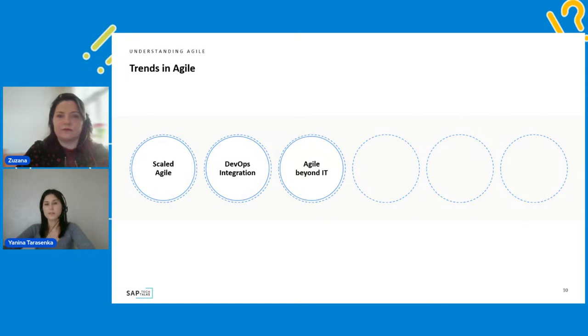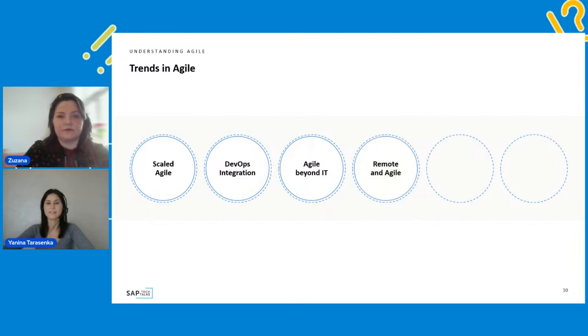Let's speak about the third trend. This is the Agile beyond IT. And today we know that Agile methodologies are applied to non-IT domains like marketing, HR, finance, and project management. Also, we mentioned in the beginning, for the organization to be successful, it's not only about IT teams to be Agile, but for the whole organization. And this third trend also proved that.